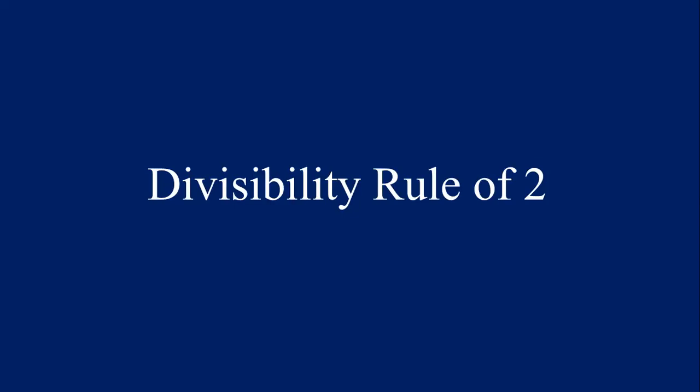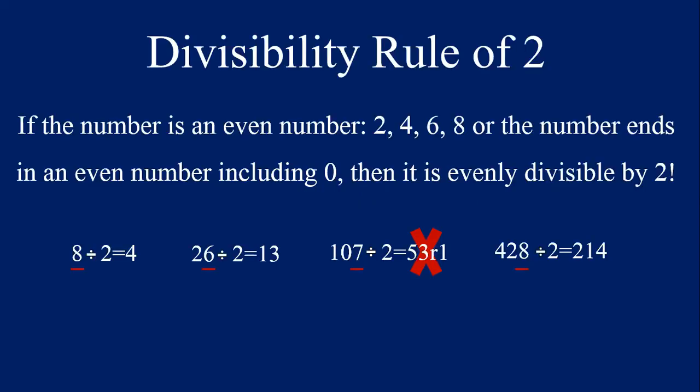The divisibility rule of 2. The divisibility rule of 2 says that if the number is an even number, 2, 4, 6, or 8, or the number ends in an even number, including 0, then it is evenly divisible by 2. Let's look at some of these equations. The first one says 8 divided by 2. Now, 8 is an even number. So we would know right from the start, yes, this equation is evenly divisible by 2. And we get that nice whole number of 4 there without any remainder.